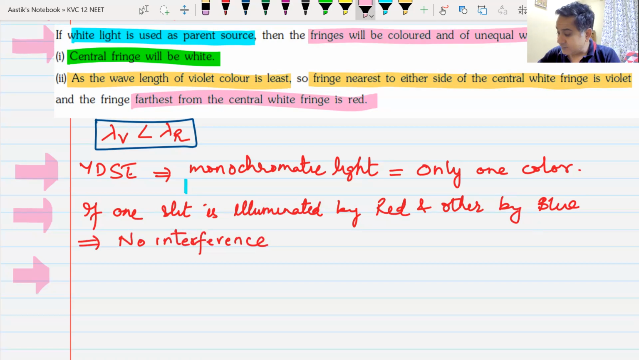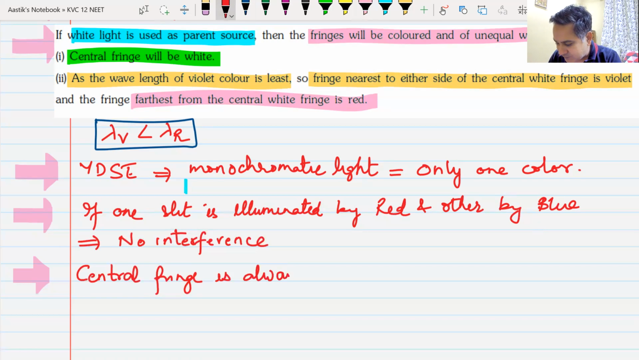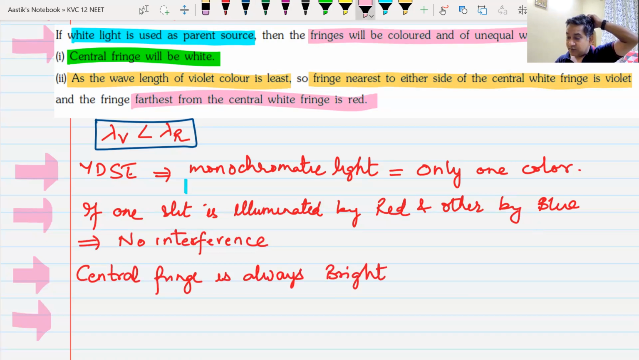Next point, I hope everyone is noting down the points. The next point is the central fringe. The central fringe is always bright if the experiment is conducted in this fashion. But sometimes the central fringe, which is bright, is going to shift. We will see those cases. Here I am just going to tell you one of those cases because I might miss it later on. The central fringe is always bright, but there are ways that it can be shifted.